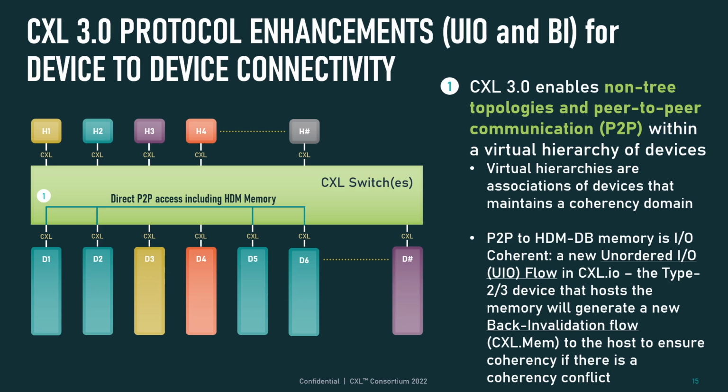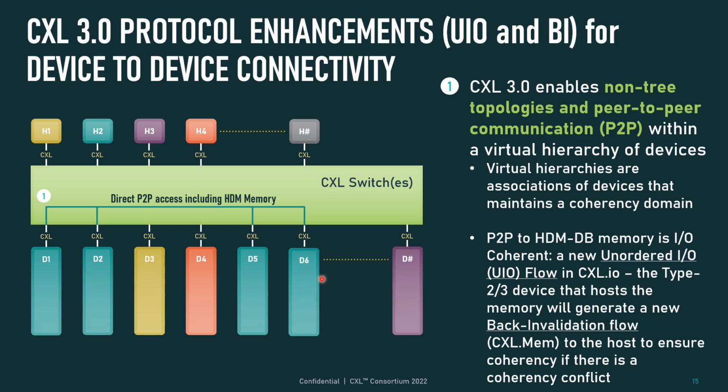The next thing I want to talk about are some protocol enhancements that we did in CXL 3.0 for efficient device-to-device connectivity. So CXL 3.0 defines something called a virtual hierarchy of devices. A virtual hierarchy is nothing but a composable infrastructure comprising a host and a certain number of devices that are allocated to that host. So in this picture, H2 is a host, and the H2 host has been allocated devices D1, D2, D5, D6, for example.